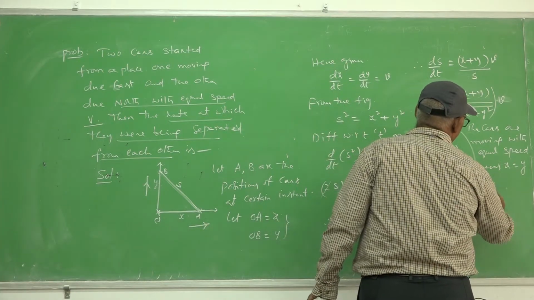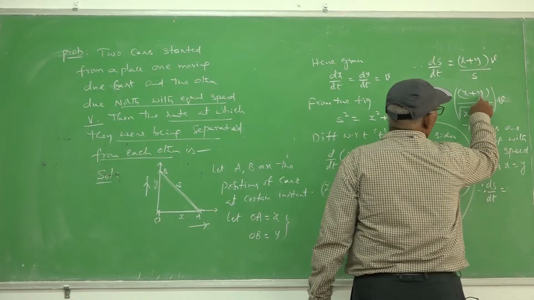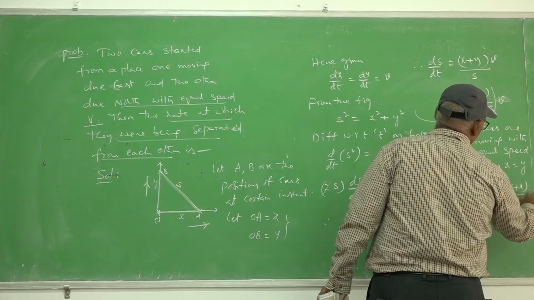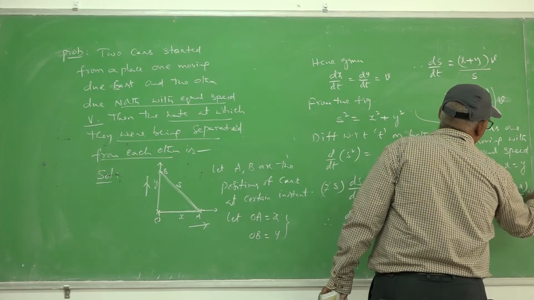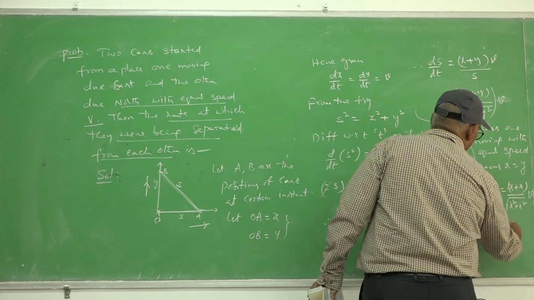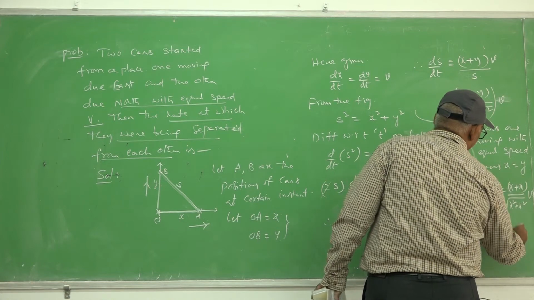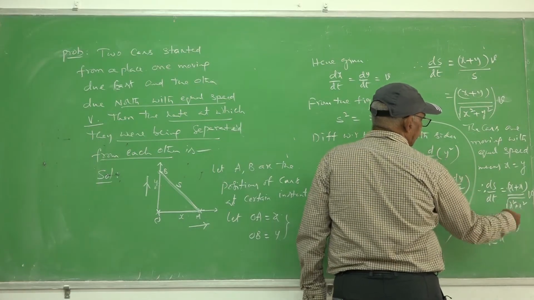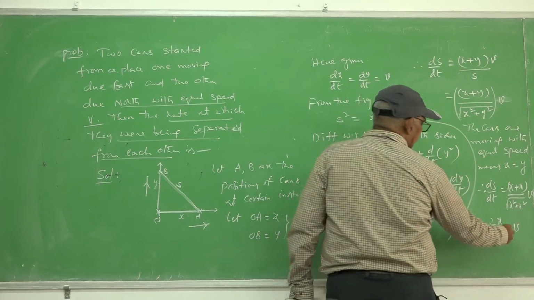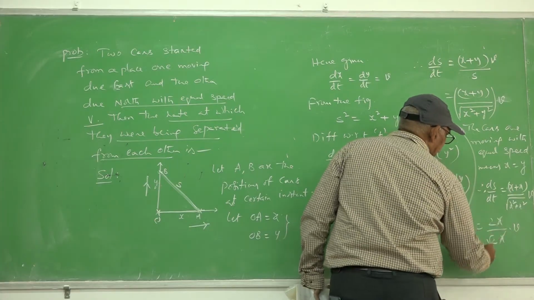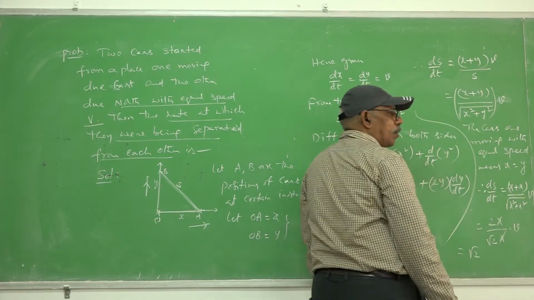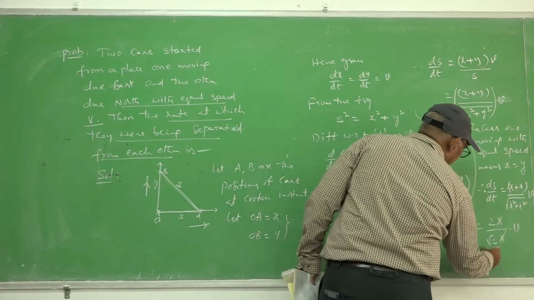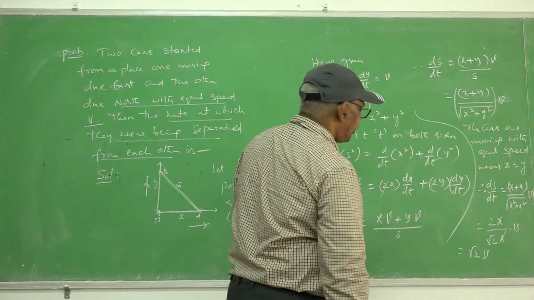Therefore ds by dt equals, replacing y with x, x plus x by square root of x square plus x square into v, that is 2x by root 2x into v. The square root of 2x square gives us root 2 x. You can cancel x, and root 2 in the denominator with root 2 in the numerator, so that we get root 2 in the numerator and v.